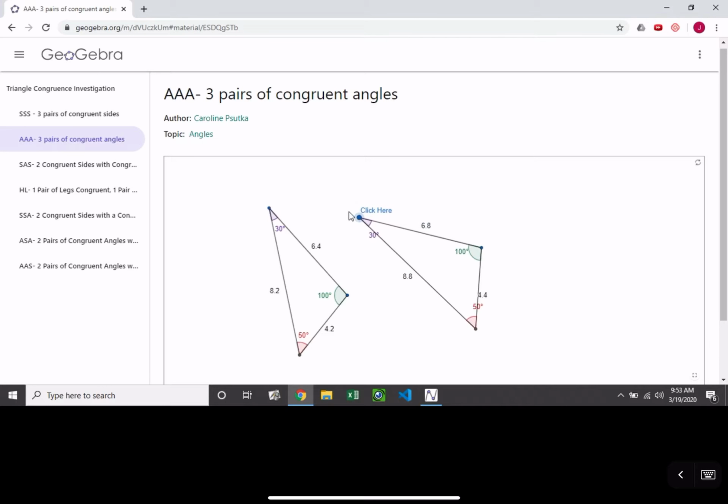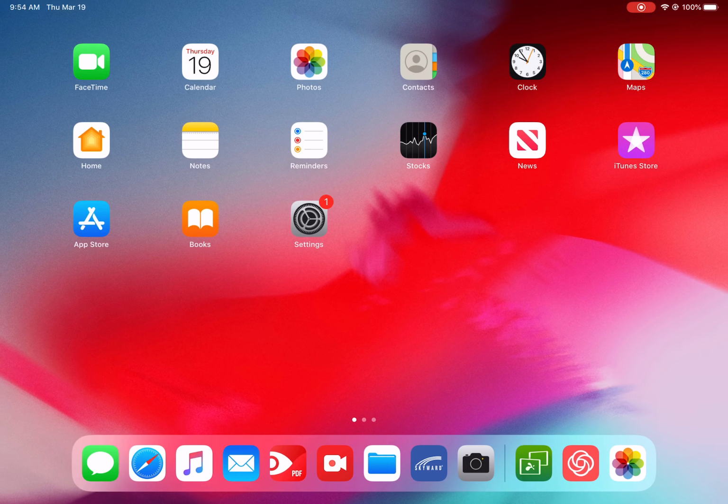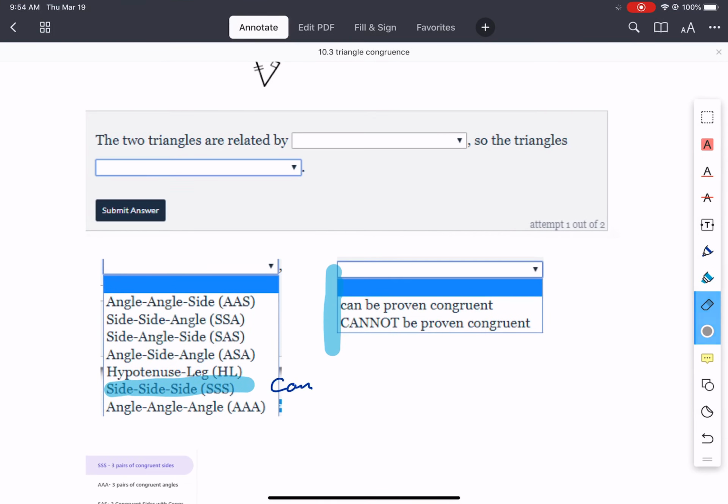So angle, angle, angle does not prove congruency. There's similarity, but that's not what we're talking about right now. For congruency, all the angles and all the sides must be correct. So for angle, angle, angle, cannot.